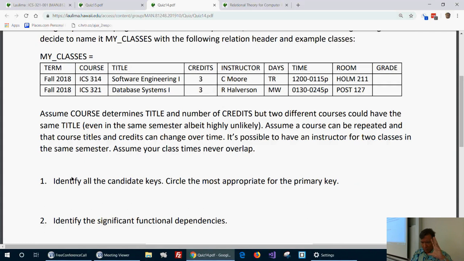Wait. The course can be repeated and titles. Assume a course can be repeated and that course titles and credits can change over time. Okay. It would be. Oh. Okay. So term plus course determines title and credit. Okay. This here is kind of not.